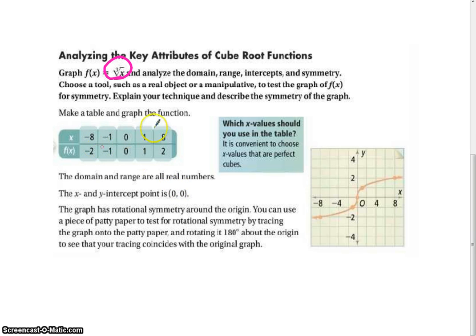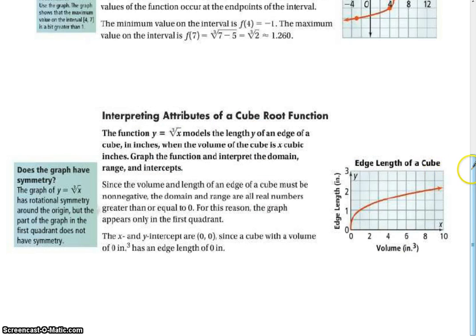So anyway, if you do that and you plot those points and you have your arrows on the end, you're going to discover that the domain and the range will be all real numbers. The x-intercept and the y-intercept will both be at the point (0, 0) for the parent function. And you have a rotational symmetry around the origin. Remember, if you rotated it 180 degrees, it would cover itself perfectly back up. It's symmetrical. Okay, going to the next page.